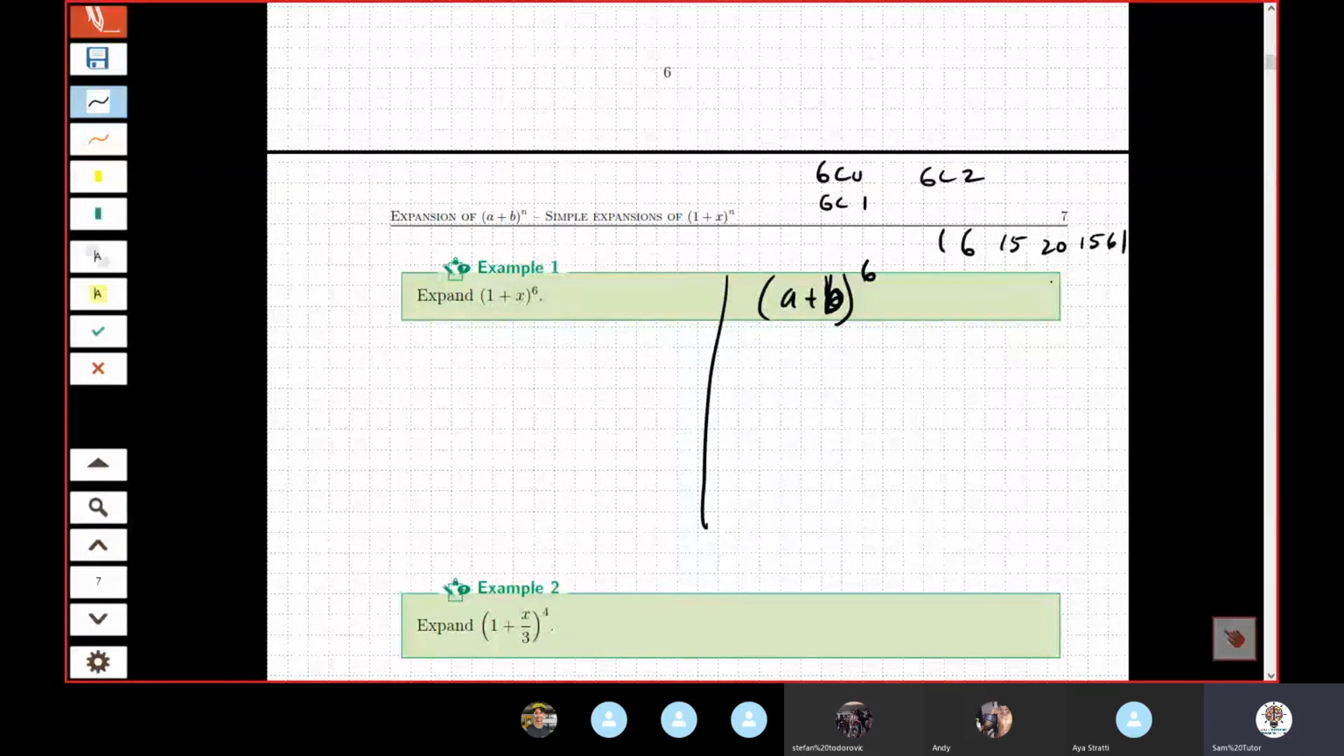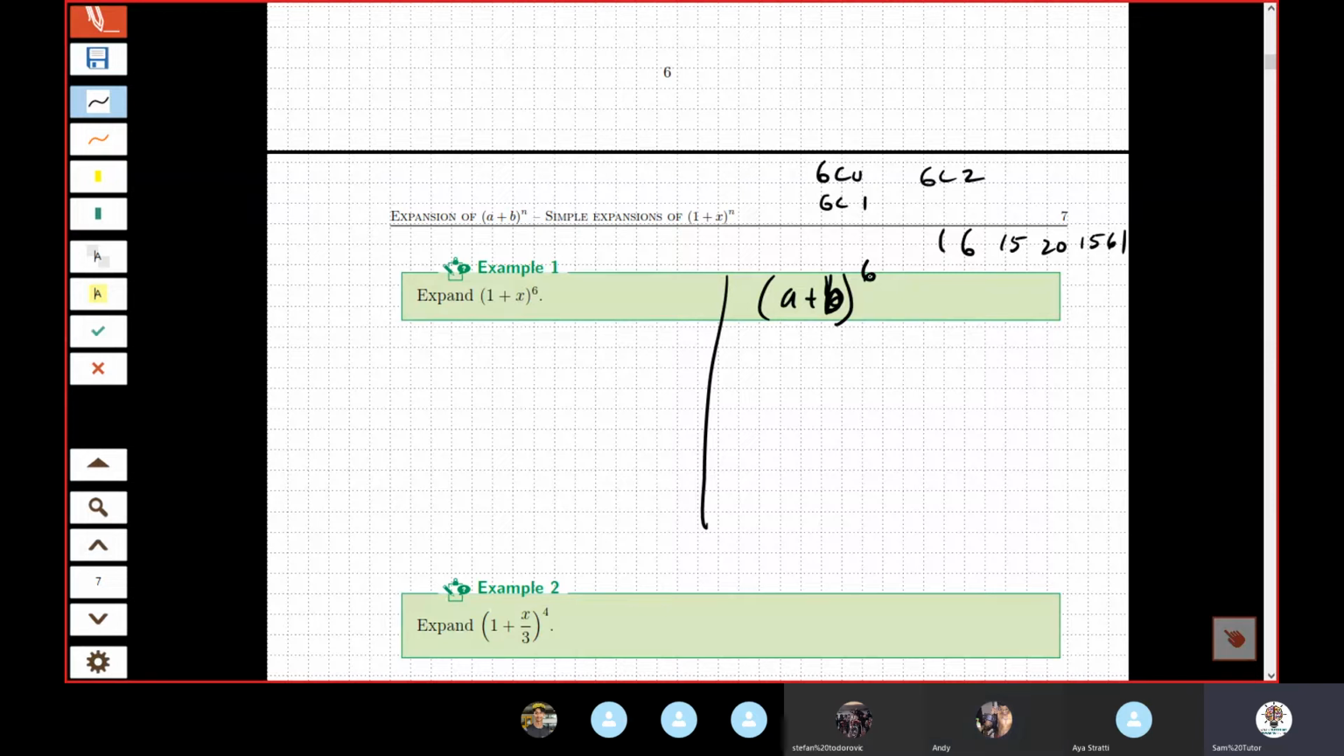Again, Andy, Aya, all good with that one? You understand what I've done there? So then your first coefficient is 1. Andy, as well, you agree, right? All good? All right. The first coefficient is 1.